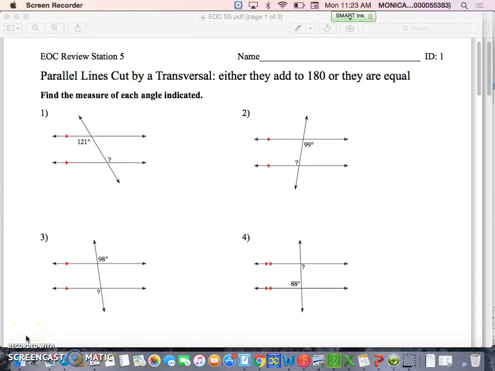Well, hello, this is Station 5. This is where we're going to review parallel lines cut by a transversal. Remember, you have two choices. You can either add up to 180 or they're going to be equal to each other. And so there are special types of angles that are formed from parallel lines cut by a transversal.